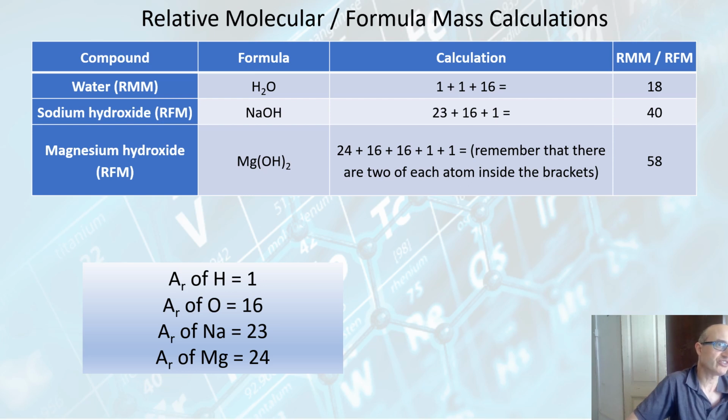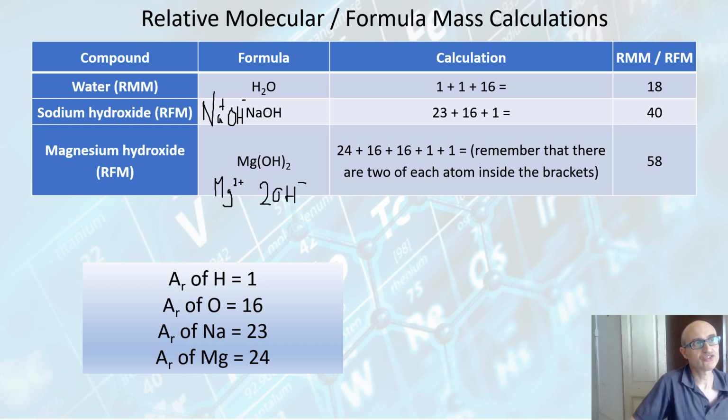Since NaOH is an ionic compound consisting of Na plus and OH minus, I have to refer to it not as relative molecular mass but rather as relative formula mass. Likewise for magnesium hydroxide. Remember what I said in the previous slide: if there is a metal atom at the front, the chances are it is ionic. So in this case, magnesium hydroxide, I've got Mg2 plus and 2OH minus ions. Once again I have to refer to it as relative formula mass.